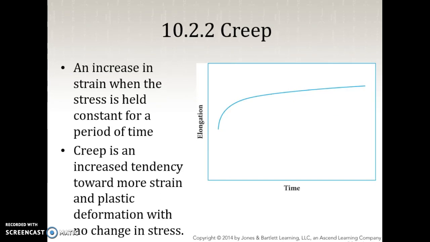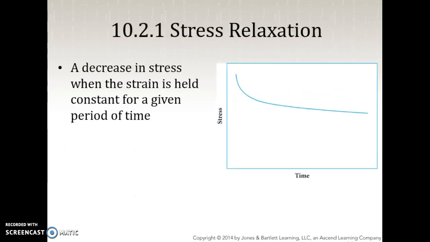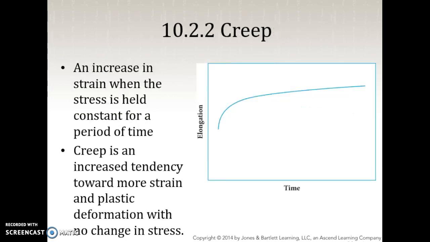Then we have something that's called creep. So this is stress relaxation, what we see with stretching. Then we have creep, which is an increase in strain when the stress is held constant for a period of time. So creep is an increased tendency towards more strain and plastic deformation with no change in stress.